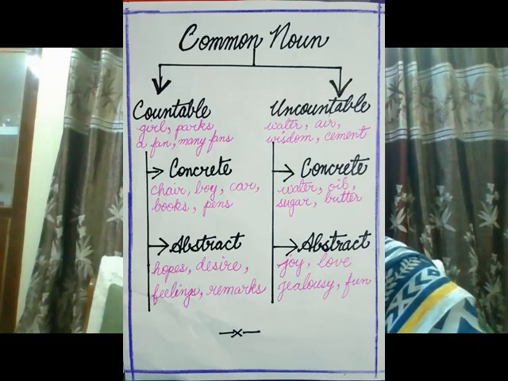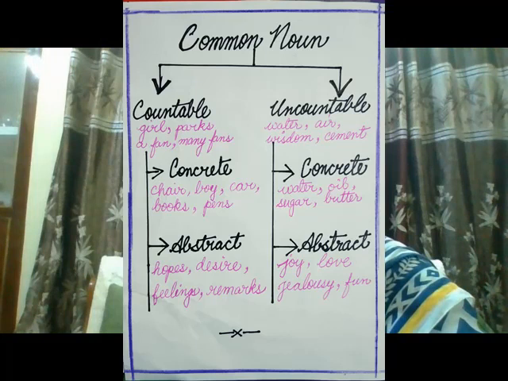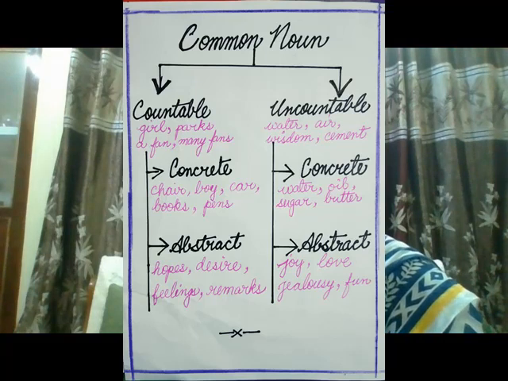Now to understand what is an uncountable concrete noun. Uncountable means which we are not able to count, which we are not able to number. In uncountable concrete, concrete means which we can see, which we can touch. But here you have to understand, we can see, we can touch, but we cannot count it. So uncountable concrete: water. Water you can see, you can touch, you can drink, but you cannot count it.